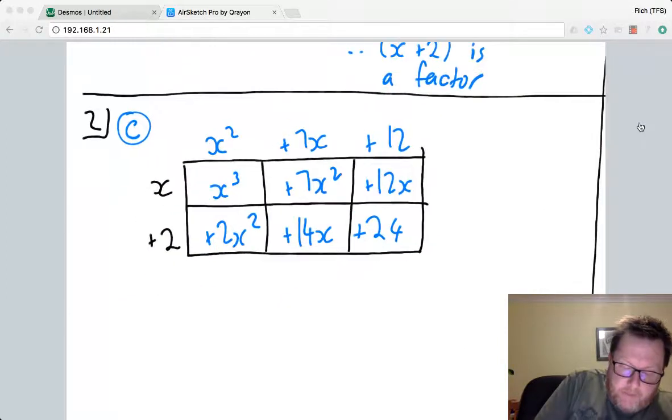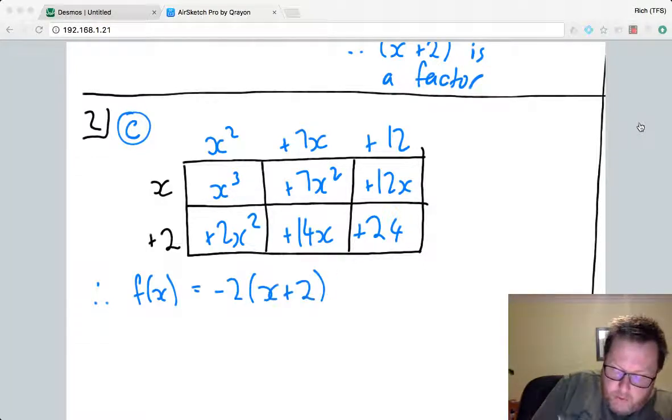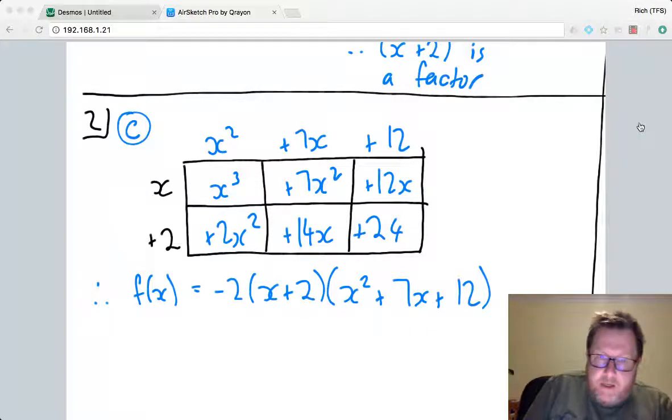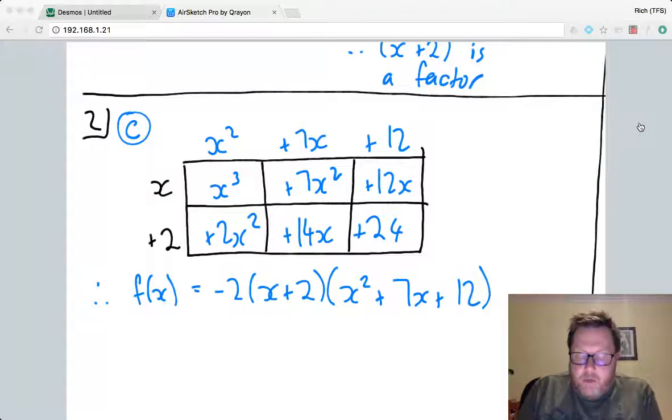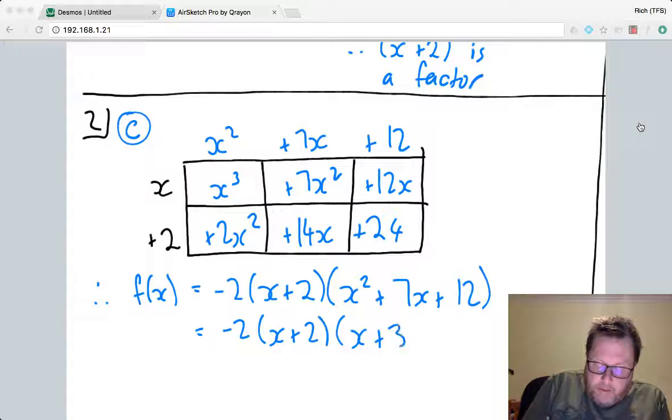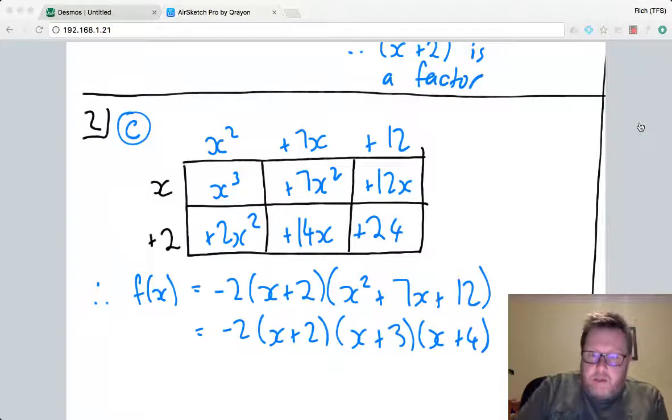So I can say, therefore, f of x is equal to negative 2 outside of x plus 2 times x squared plus 7x plus 12. Brilliant. All I have to do is factorize this bit here, which I can do. You can use your favorite method, box method, cross method, or any other method that you use. For simple ones like this, I simply say, are there 2 numbers I can multiply to give me 12 that'll add together to give me 7, like so. So that would be 4 and 3, right? 4 3s are 12 and 4 plus 3 is 7. So I can say that's equal to negative 2, x plus 2, x plus 3, x plus 4. And now it is factorized.